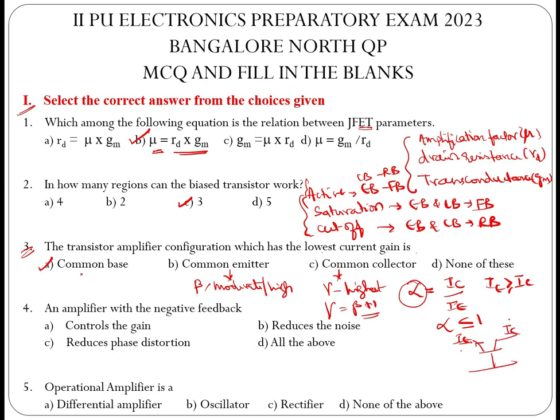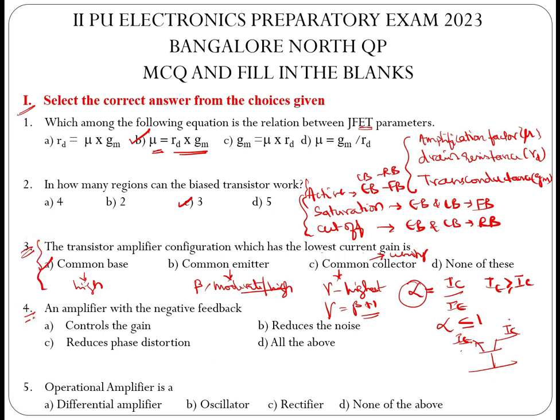When it comes to voltage gain, common emitter will give high voltage gain. This is again moderate or high voltage gain. Common collector will give unity voltage gain. So here 6 questions can be framed based on this concept.